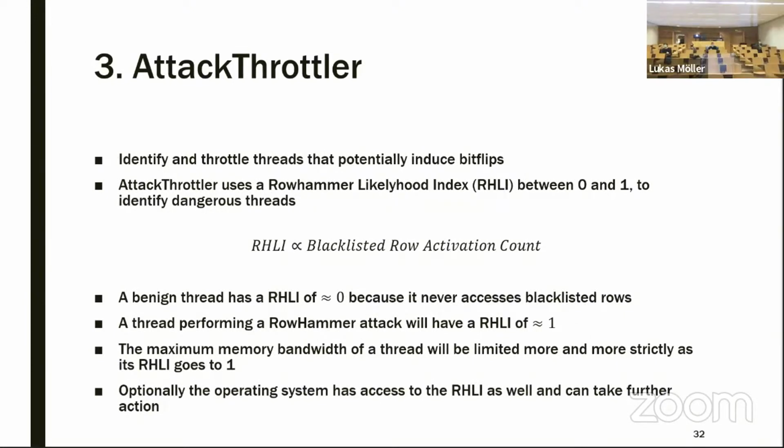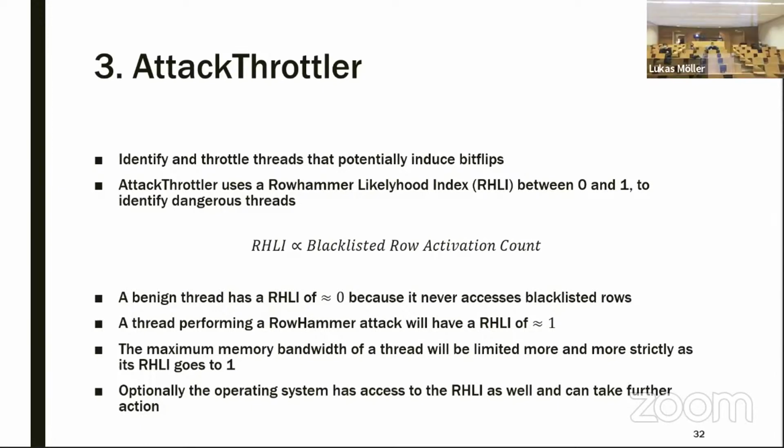So if I keep my accesses to blacklisted rows low enough, I can sort of deceive the system into thinking that I'm not attacking it, or does that not work? Well, if you want to attack the system, you want to hammer a single row over and over again. At some point it becomes blacklisted, and if you keep hammering it, you will then access blacklisted rows, which will increase your RowHammer likelihood index.